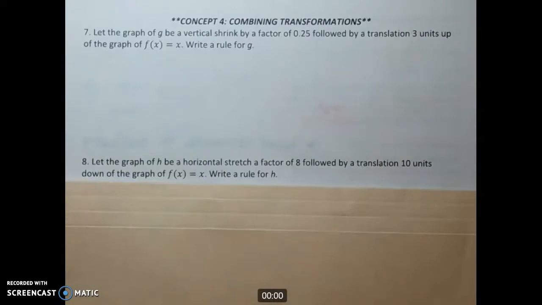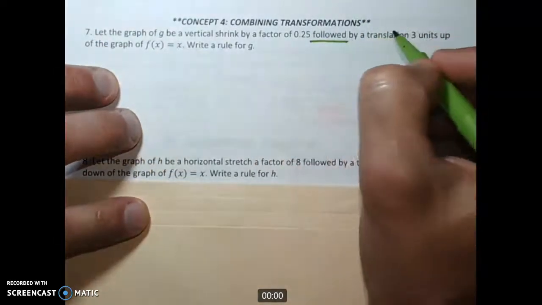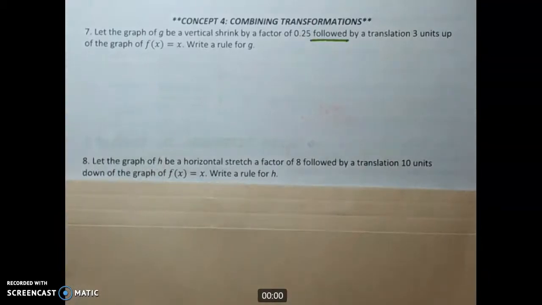So yes, you're going to follow the order of operations, but you're also going to see the word "followed by," and that is really a key word in knowing the order in which you want to perform these new rules. Okay, I'm going to walk you through 7, and you're going to go ahead and try 8. Number 7 says, let the graph of g be a vertical shrink by a factor of 0.25, followed by a translation 3 units up of the graph of f of x equals x. Write a new rule for g.